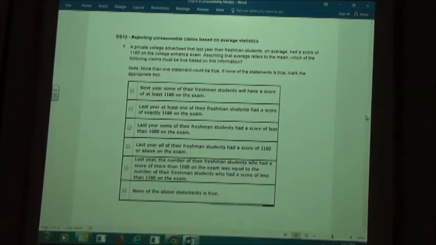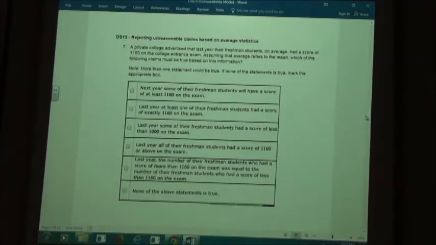So, knowing that the average score was 1,160, can we say that next year some of the freshman students will have a score of at least 1,160? Do you know that for sure, or is that just a guess? It's just a guess. So we can't say that's true. That's just somebody guessing that they're going to. Just because this year they did, doesn't mean next year it's going to happen, right?